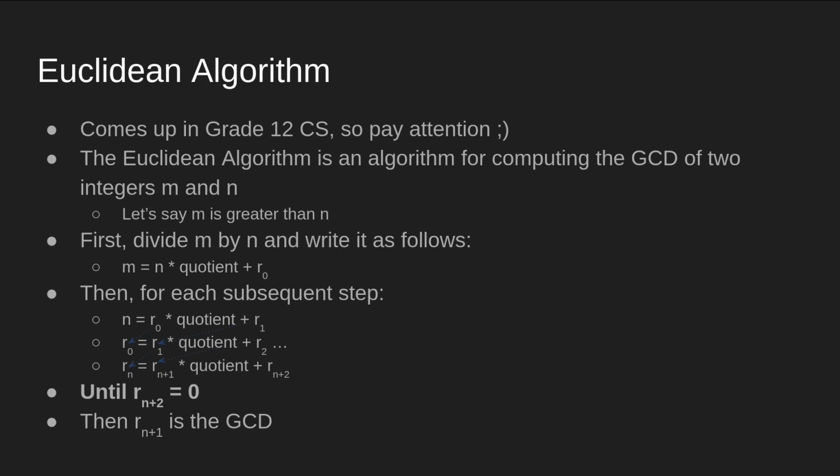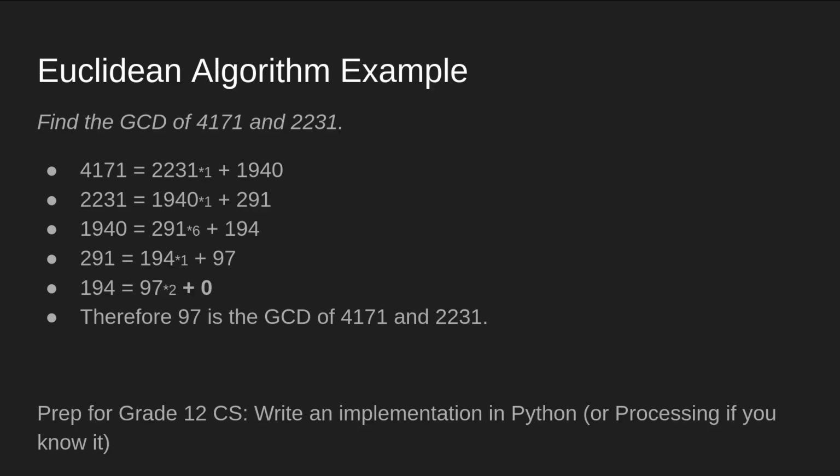That's a little confusing to explain, so let's try an example so we can see how this works. Let's find the greatest common divisor of 4171 and 2231. Notice that 4171 is 2231 times 1 plus a remainder of 1940.